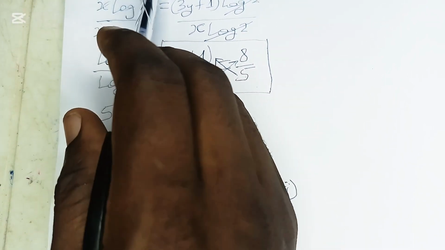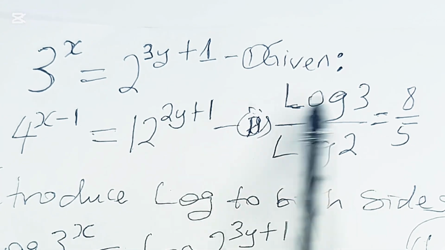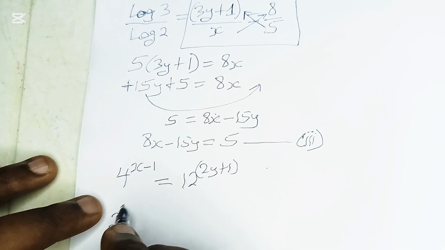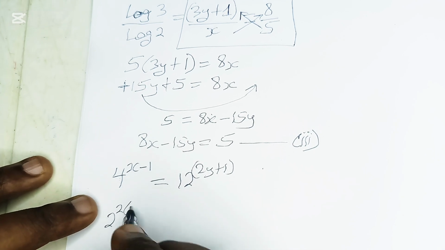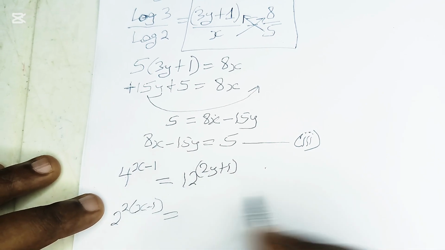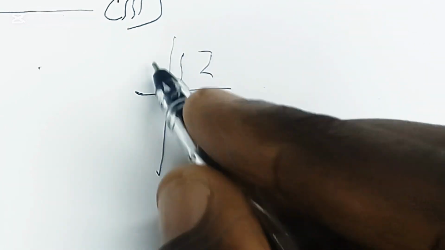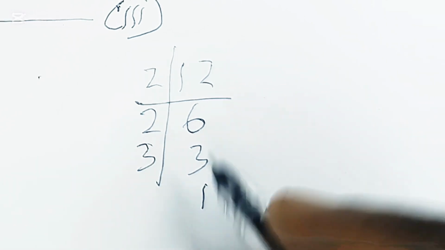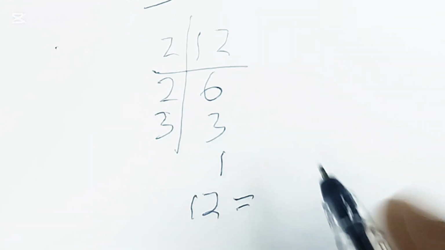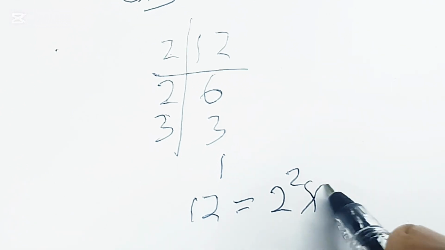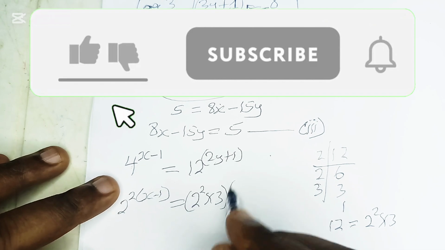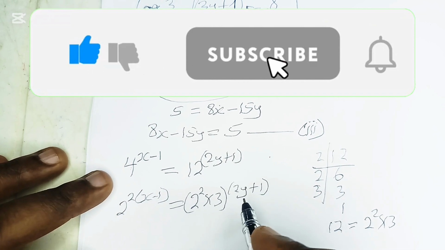Now, to resolve the second one, that we have here, we do the same thing. To solve this, we have 2 raised to the power of 2, that's 4, into x minus 1 is equal to 12. We can split 12 down. 2 in 12, we have 6. 2 in 6, that's 3. 3 in 3, that's 1. It means 12 can be written as 2 raised to the power of 2 times 3. So we put that here: 2 raised to the power of 2 multiplied by 3, all raised to the power of 2y plus 1.